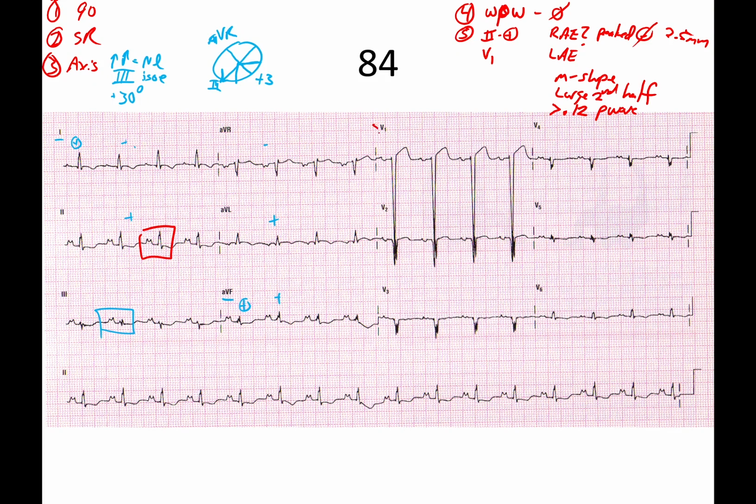Just to corroborate, we're going to look in V1. And in V1, we've got a great example of a biphasic P wave, where the second half is larger than the first and it dips down. So we're going to say that one there. So we definitely hit left atrial enlargement. So sinus rhythm with left atrial enlargement.